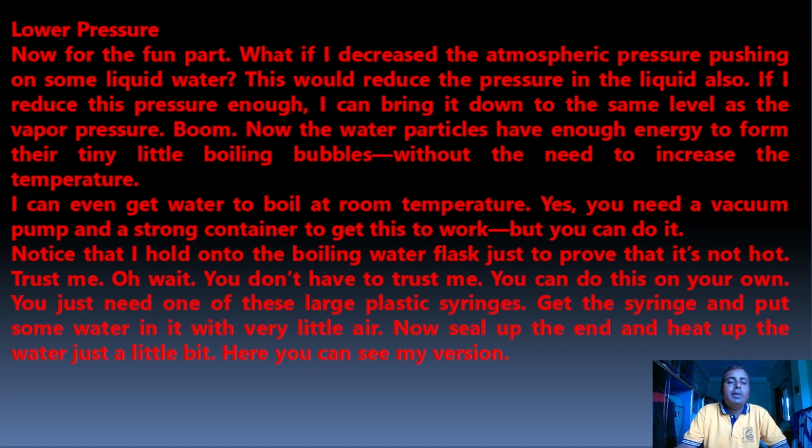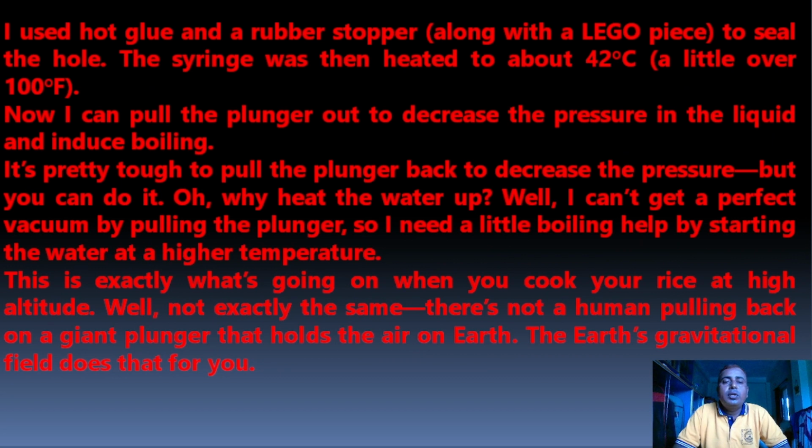Here you can see many versions. I used hot glue and a rubber stopper along with a LEGO piece to seal the hole. The syringe was then heated to about 42 degrees centigrade, a little over 100 degrees Fahrenheit. Now I can pull the plunger out to decrease the pressure in the liquid and induce boiling. It is pretty tough to pull the plunger back to decrease the pressure, but you can do it.